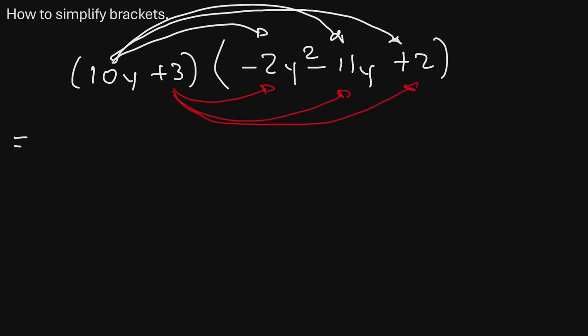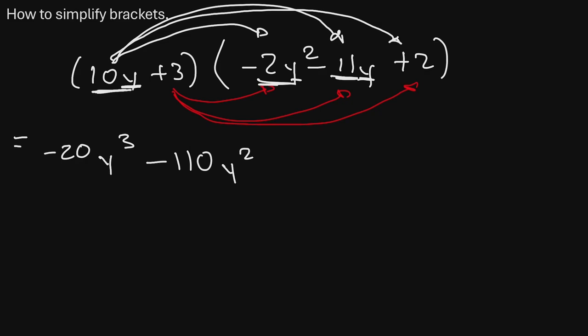So let us try to multiply that out. So we're going to say 10y multiplied by negative 2y squared. Remember, it's going to be 10 multiplied by negative 2, which is going to give us negative 20. But now we have y and y squared. That is going to give us y cubed. So we're going to say now 10 multiplied by what? By negative 11. So now 10 multiplied by negative 11 is going to give us how much? Negative 110. But now we have y multiplying with y, so that is going to be y squared.